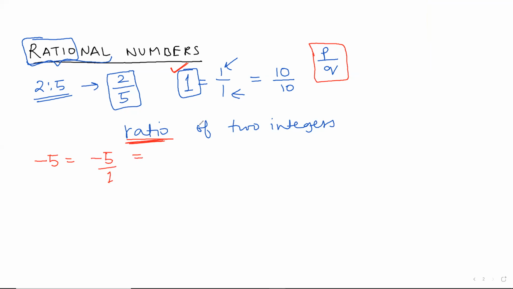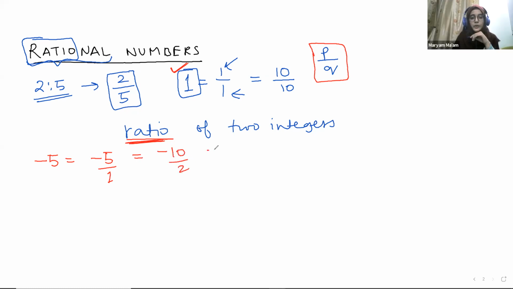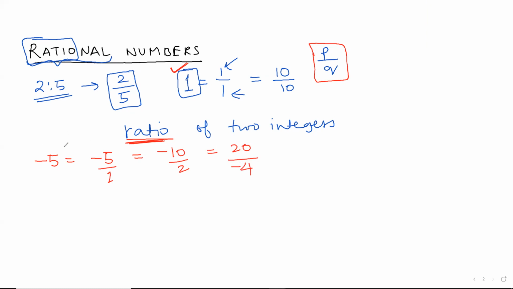Anyone else? Would you like to put any other? Ma'am, minus 10 by 2. Right. Very good. -10/2. Or you can say 20 by -4. Right. All right. So -5 is a rational number.